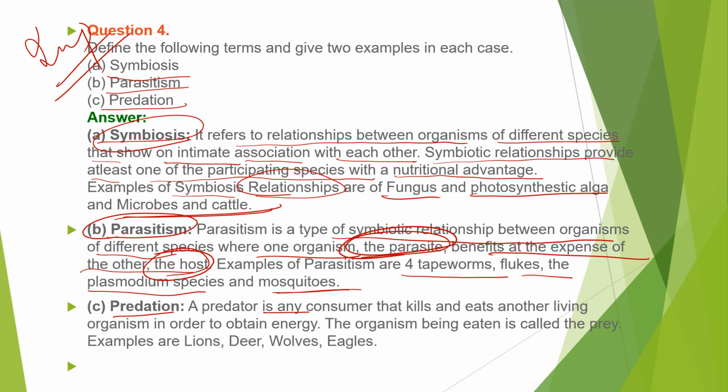What is predation? Predation: a predator is any consumer that kills and eats another living organism in order to obtain energy. That is called predation. The organism being eaten is called the prey. So you have seen an ecosystem. We can see the lion, the tiger, they are killing other organisms for their own benefit. So that is preying or predation, like lions, deer, wolves and eagles. So this is whatever I could do in a quick revision of your ecosystem. I have done it. So this is all.